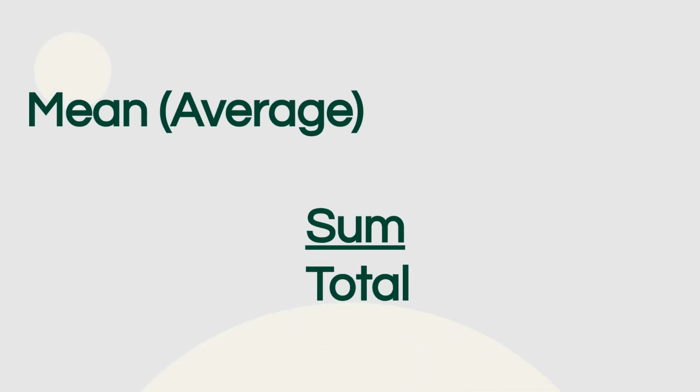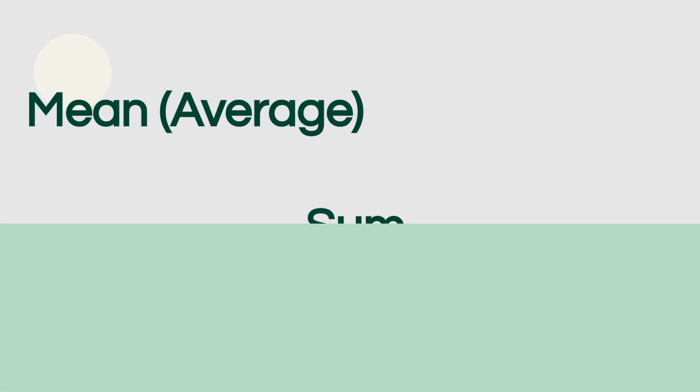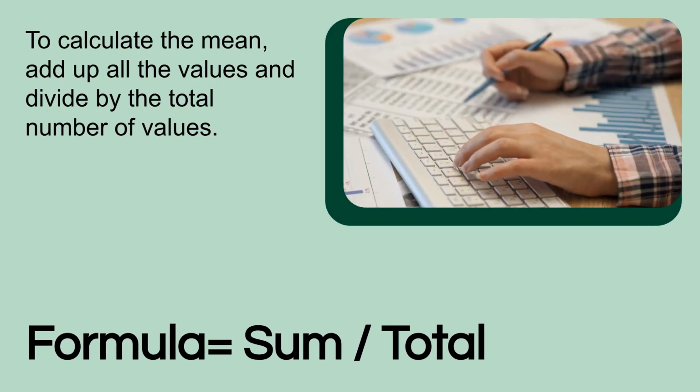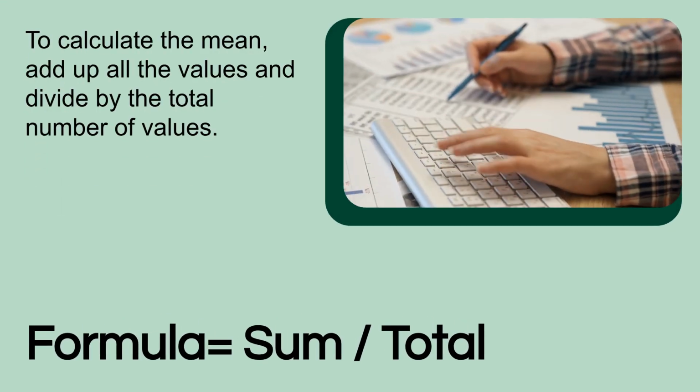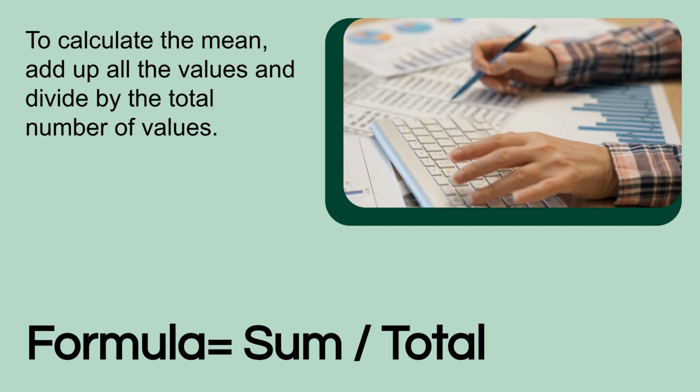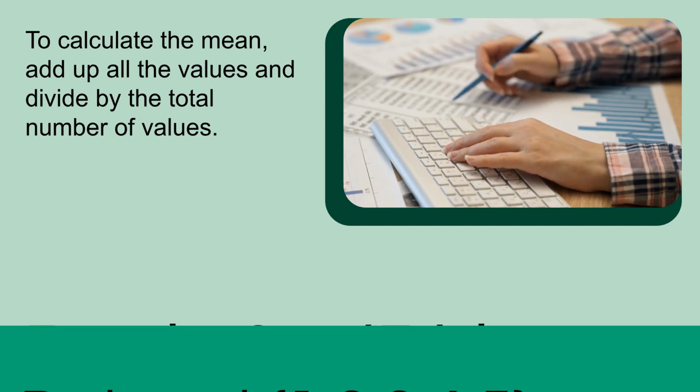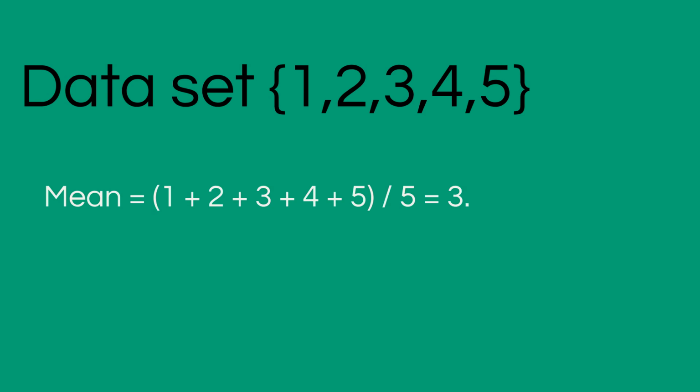The mean, also known as the average, is the sum of all values divided by the number of values in a dataset. To calculate the mean, add up all the values and divide by the total number of values. For example, if you have a dataset of 1, 2, 3, 4, 5, the mean would be 1 plus 2 plus 3 plus 4 plus 5, divided by 5, equals 3.